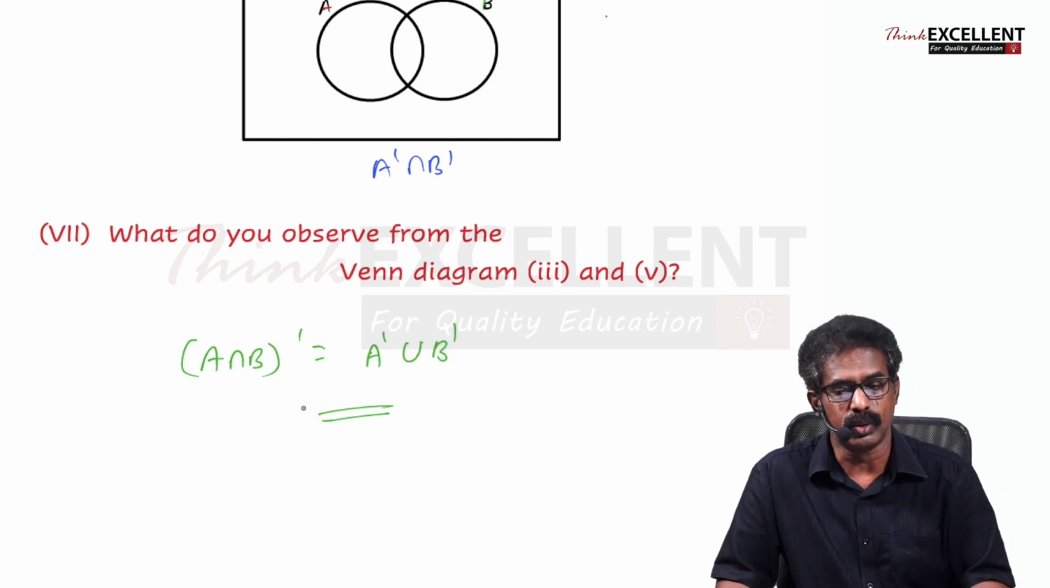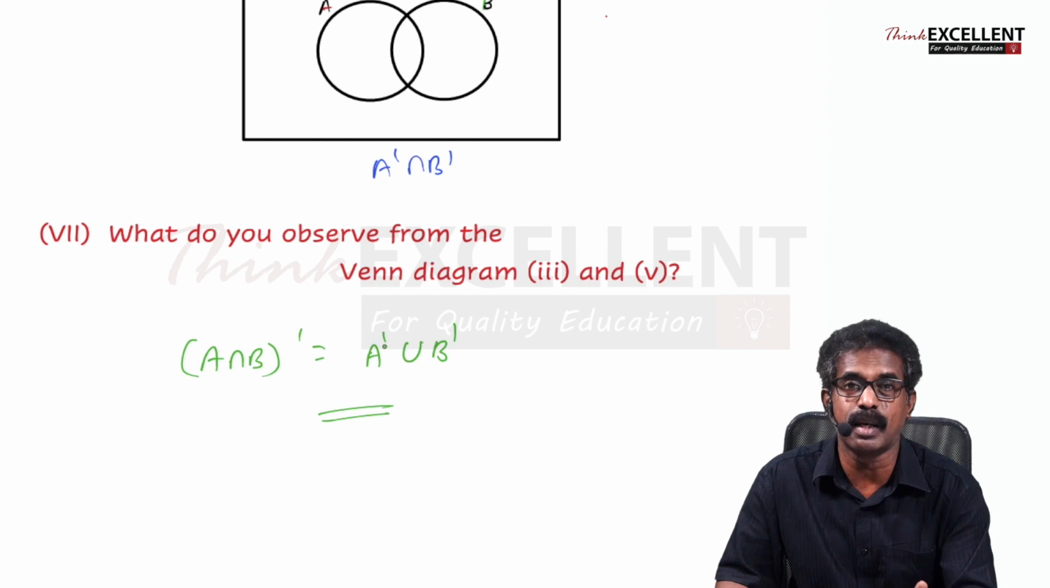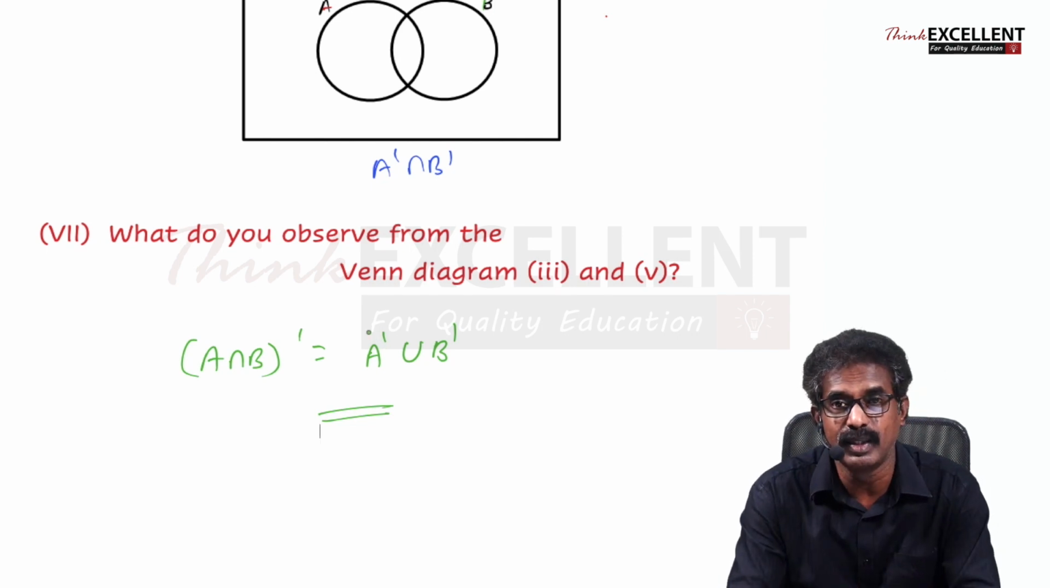So hope you understood all these things. You practice more. This is one of the things I wrote now: A intersection B the whole dash is A dash union B dash. This is one of the very important laws, De Morgan's law. I'll teach all these things in the next class. Next class I'm going to teach some of the properties of set operations.